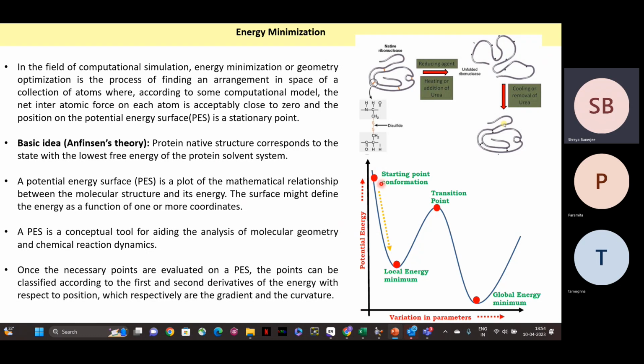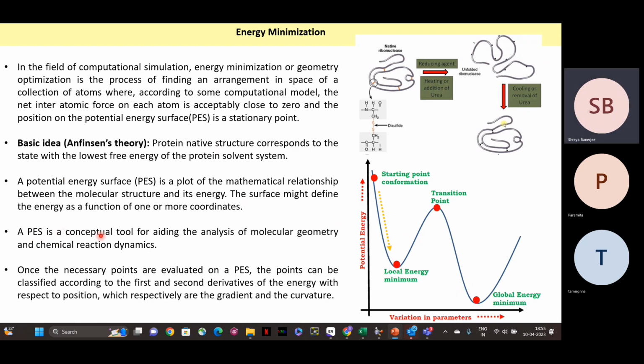So if that is the starting point conformation, and an energy minimization simulation is carried out, then it can encounter a local minimum. But a good energy minimization simulation will not stop at local minima. It will continue the simulation till it reaches the global minimum, which according to Anfinsen is the native structure of the protein. The simulation will continue changing the parameters till it reaches the global minimum, and that is how it is able to predict the native state of the protein.